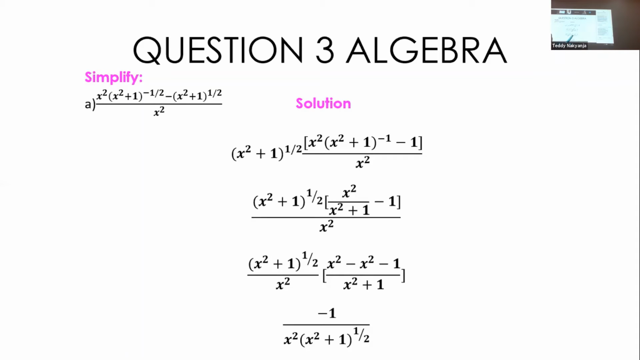And we have x squared plus 1 even in the numerator. Since it is division, we shall subtract the powers and shall remain with (x squared plus 1) power a half into x squared.